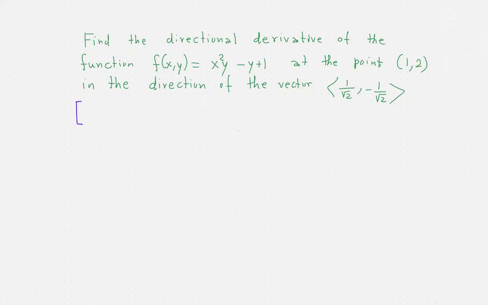So first of all, what is the notation for this directional derivative? This will be D sub the vector u of f at (1, 2). And that's equal to this vector that we call the gradient, and we'll say in a second what this is, dot product with the direction vector. Okay, so what is the gradient?